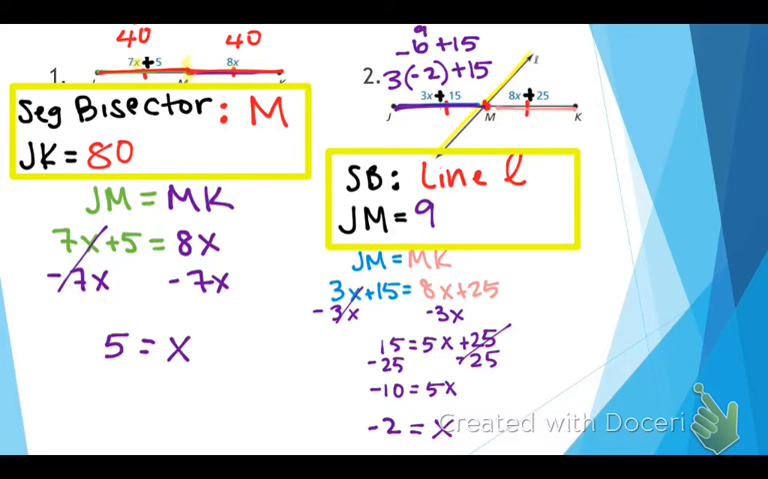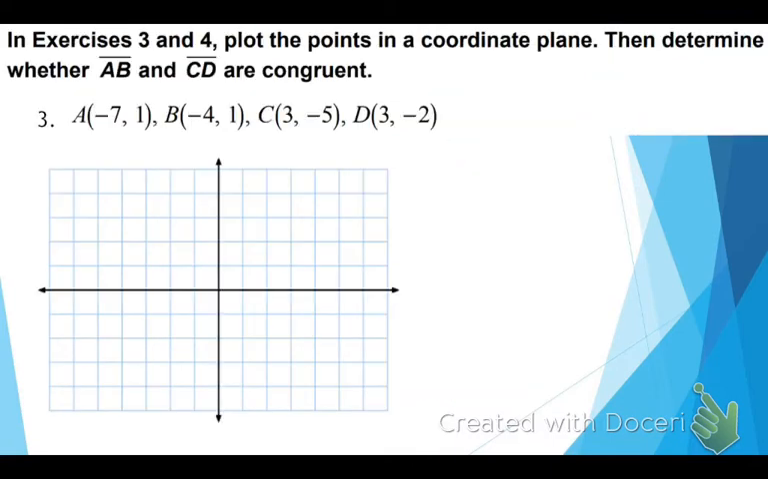Okay. This next one, on this sheet of paper, for time purposes, you're not going to graph. We are going to graph together. You do graph on the quiz. But what you're going to write is, this is number 3, and then I want you to write down the 3 points. A is negative 7, 1. B is negative 4, 1. And then so on.